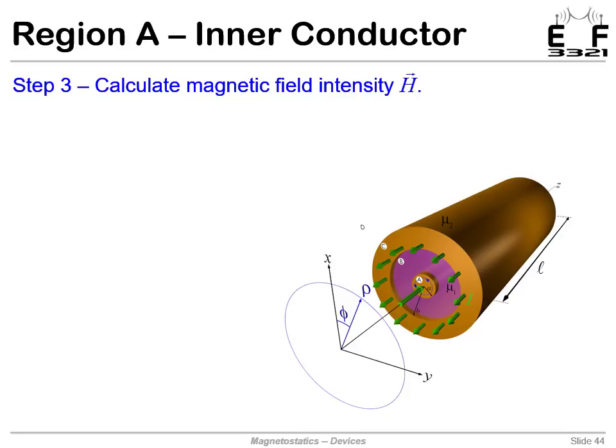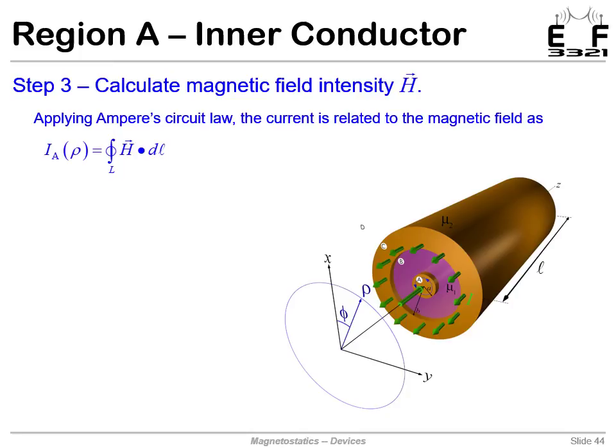Now on to our second way of calculating the total current enclosed within this blue circle, and that is doing a line integral of the magnetic field. So let's go ahead and write Ampere's circuit law, and here is our function again of the total current in region A enclosed within radius rho, and it's a line integral of H dot dl.